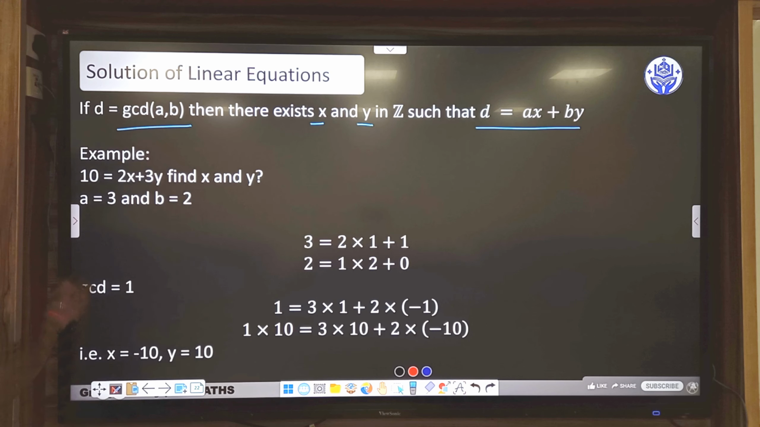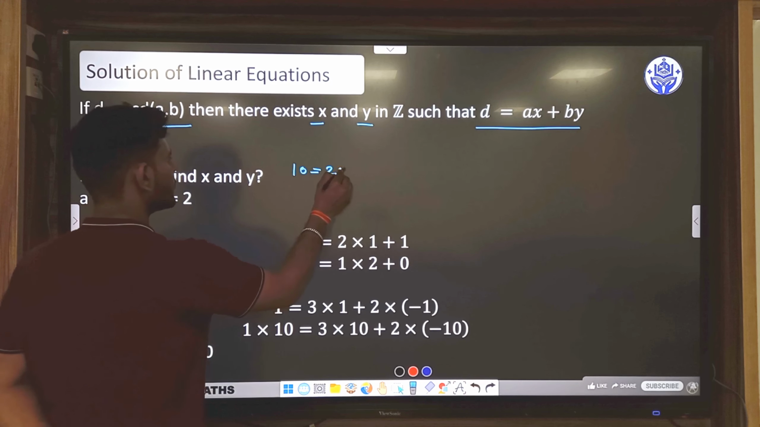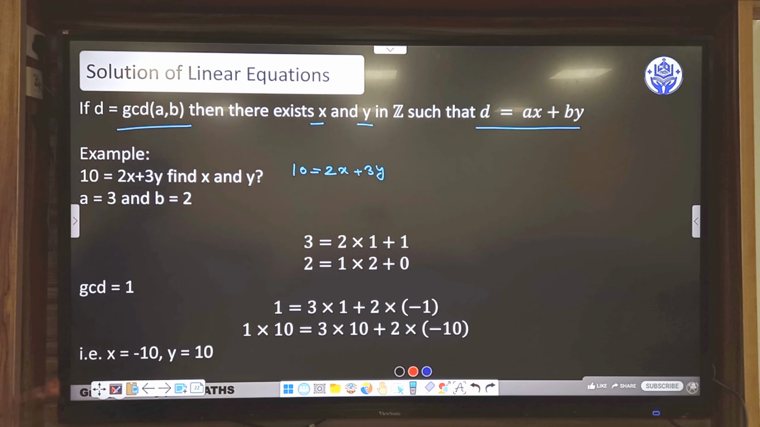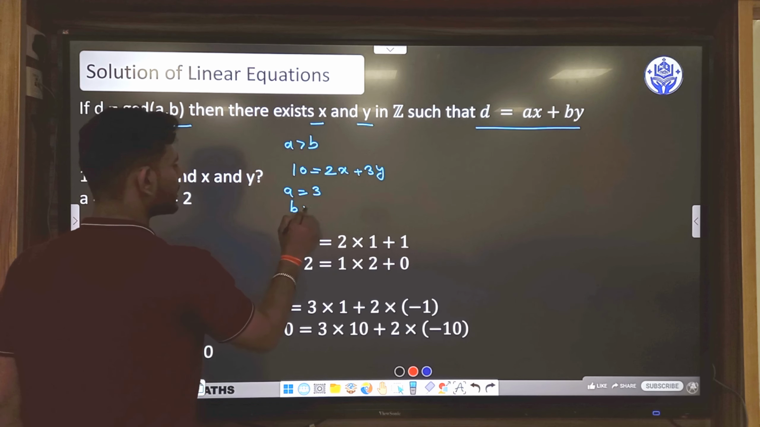We have one question. Let's say the question is to find x and y such that d = 2x + 3y. Now find the value of x and y. What is a and b? First remember, a is greater than b. So my a is 3 and b is equal to 2.